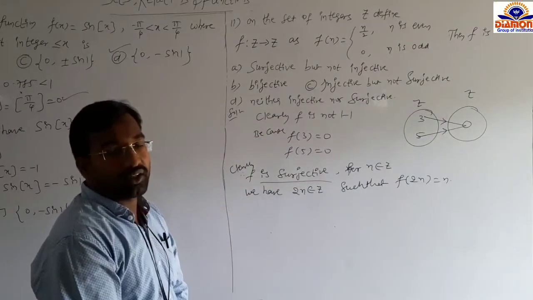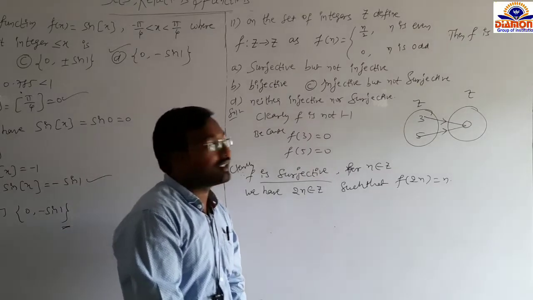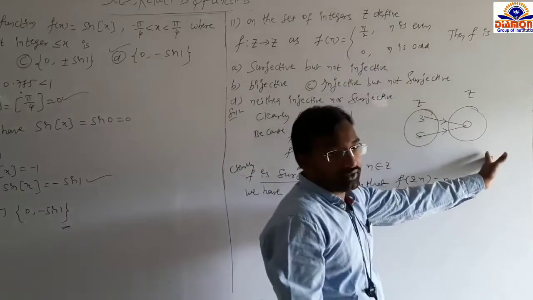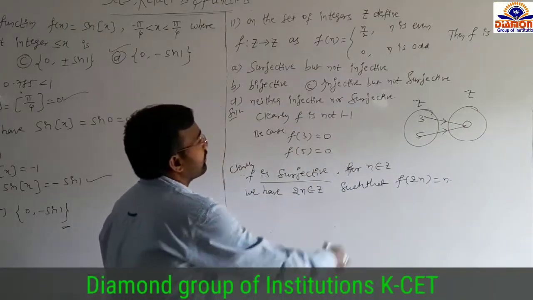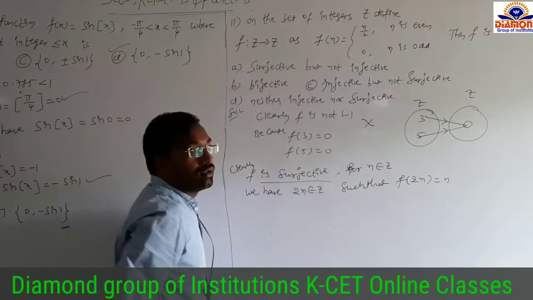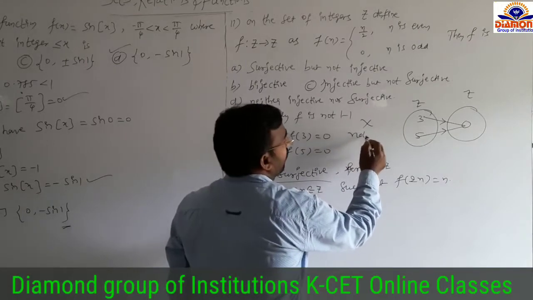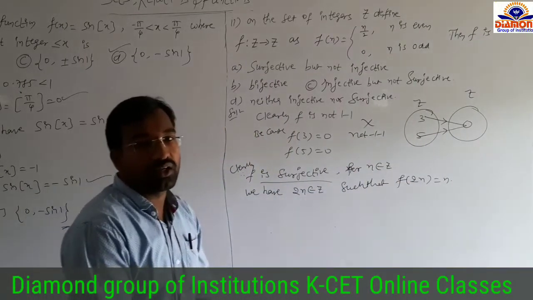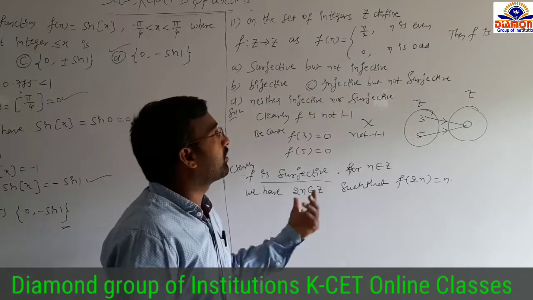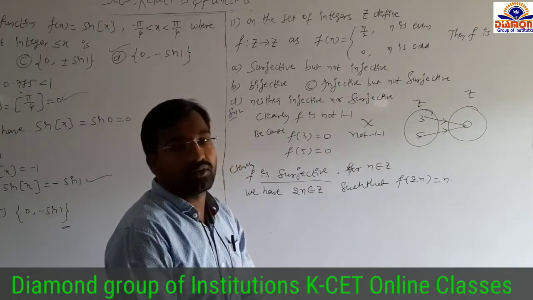So actually according to the one-one definition, different elements in A are mapped with different elements in B. But here both elements are mapped with 0 only. That's why this is not one-one. Next verify surjective, that means the onto condition. This is clearly onto. How to say onto?